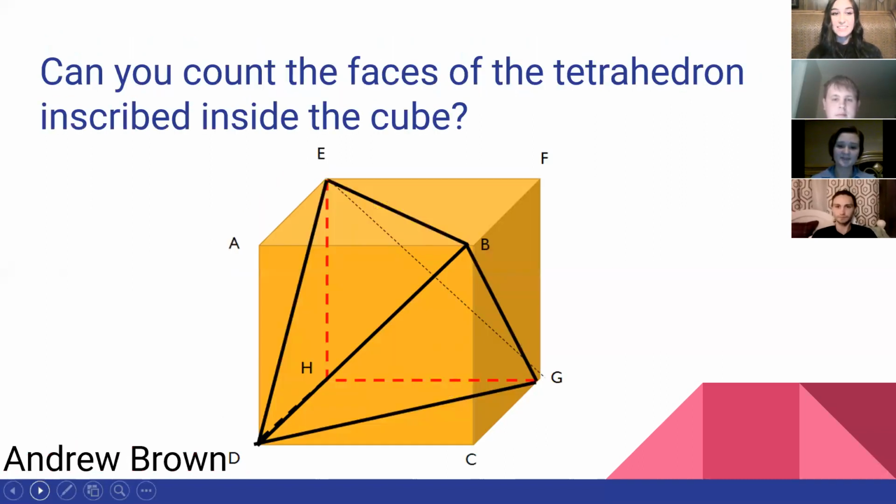Good job. So next on to Andrew. Can you count the faces of the tetrahedron inscribed inside of the cube? Yes. Just as you previously said, tetra does mean 4. Therefore, this means that a tetrahedron is a solid figure that has 4 plane triangular faces. Or in other words, it can be seen as a triangular pyramid. So all we're going to do here is simply count the sides.